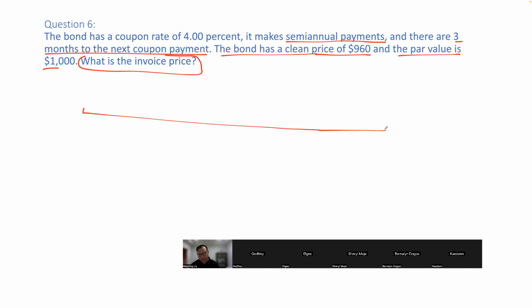So if you draw a timeline, this payment is made every 6 months, right? 0, 6, 12, that's a year, right? And another 6, 24, right? This is the year 2, right? Something just keep going, right? 30.